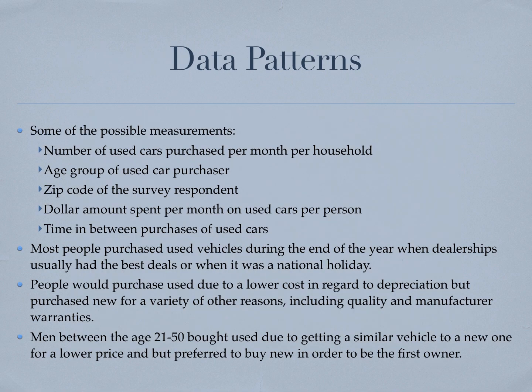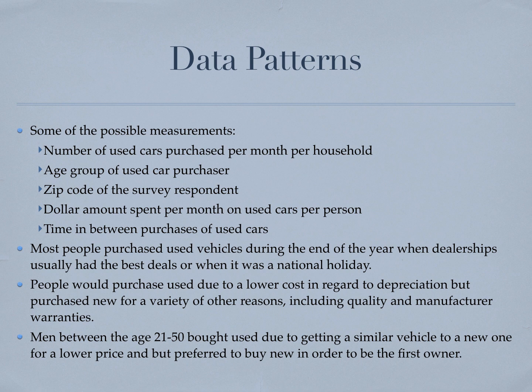Data patterns. Some of the possible measurements include number of used cars purchased per month per household, age group of used cars purchaser, zip code of the survey respondent, dollar amount spent per month on used cars per person, and then the time in between purchases of used cars. Most people purchase used vehicles during the end of the year, when dealerships usually had the best deals or when it was a national holiday.